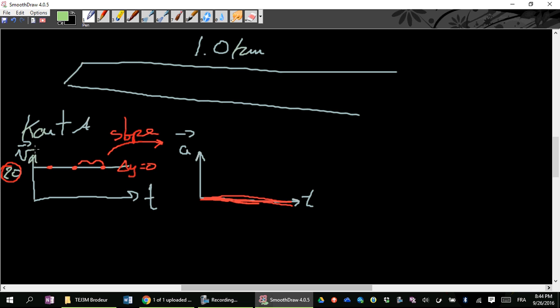So first up, we need to find how much time kart A takes to cover 1 kilometer. That's pretty simple. We know it's going at 20 meters per second. So how much time is it going to take to travel 1 kilometer? You just convert, basically. So 1 kilometer is 1,000 meters, and then I divide by 20 meters per second.